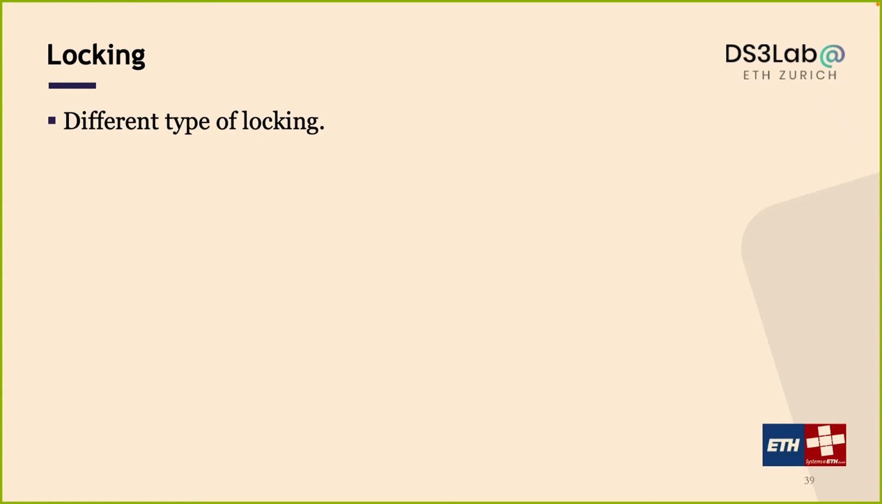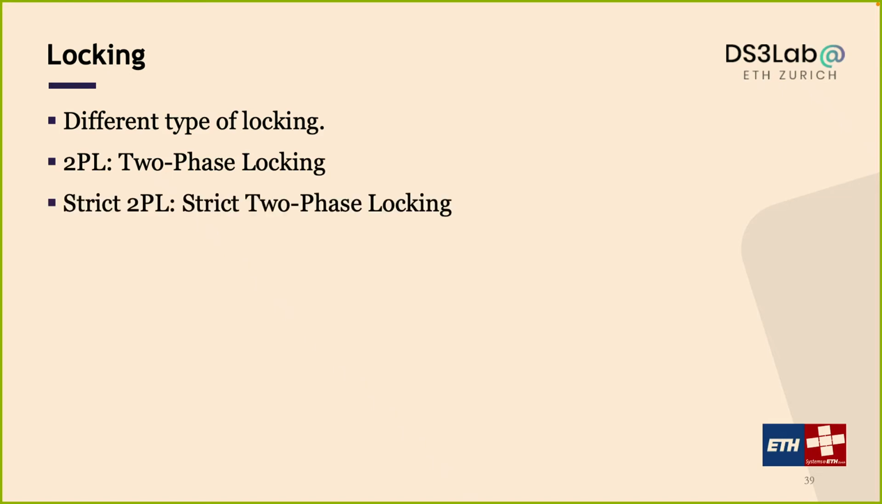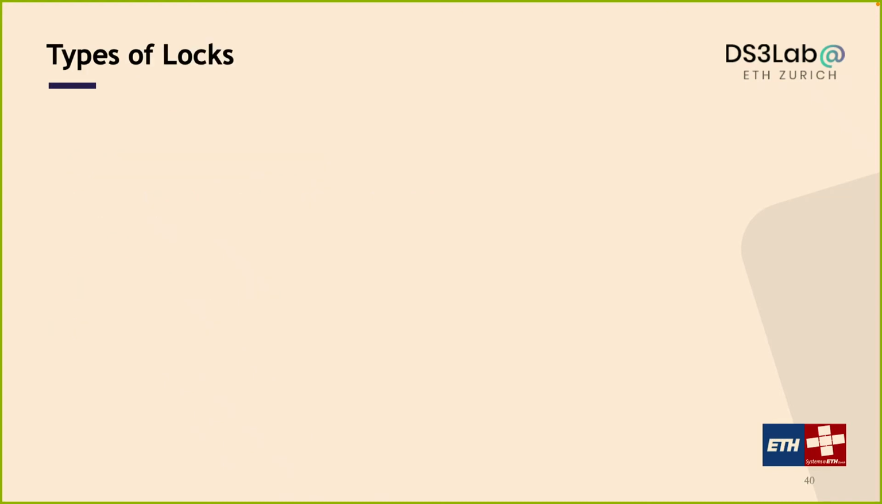But on the other hand, there are different types of locks, so different types of strategy that you can use. Here we talk about two different strategies. The first one is called two-phase locking. The second one is called strict two-phase locking. We are going to talk about deadlocks, and we are going to talk about the granularity of locks and other things. So there are different types of locks.